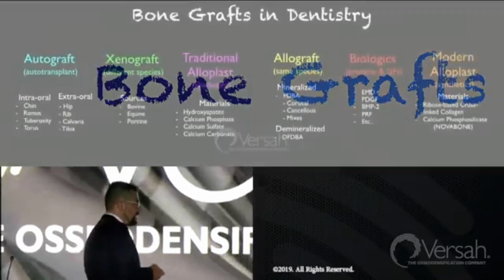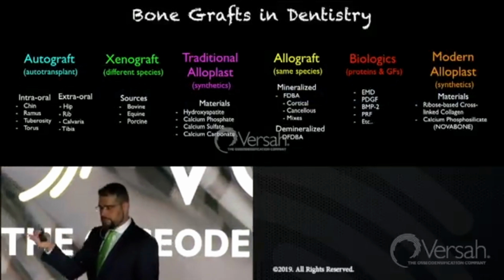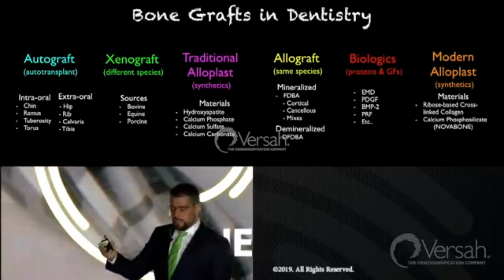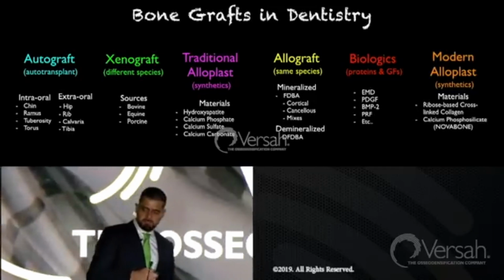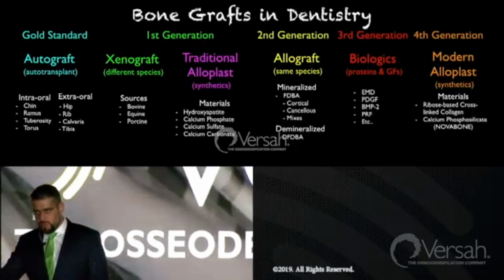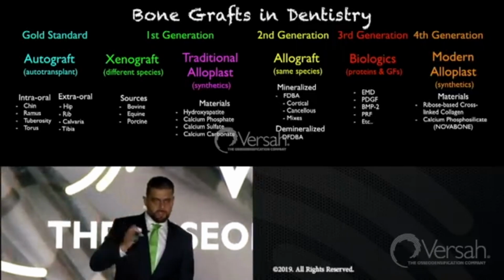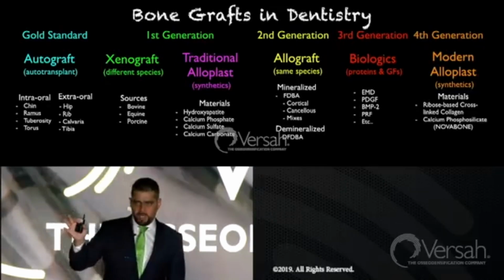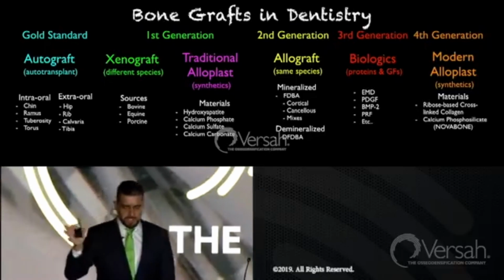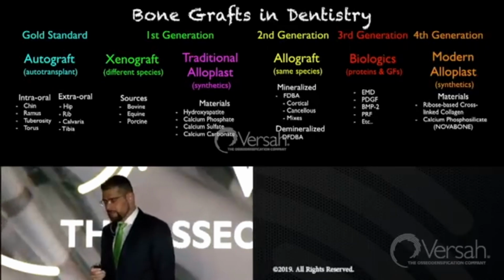in dental practice, and they come in a lot of different categories. We have autogenous bone, we have xenografts, we have traditional alloplast materials, allografts, biologics, and we have some new modern alloplast materials. If we were to put them in a chronological order, how they appeared in dentistry as well as in orthopedics, we would say that the first generation were the materials that were used born from animal origin, as well as the traditional synthetics. Then we evolved to the second generation, the allografts, then the biologics, and finally, some modern alloplastic materials.